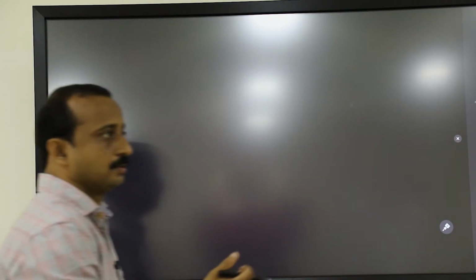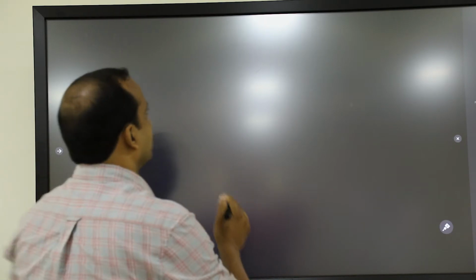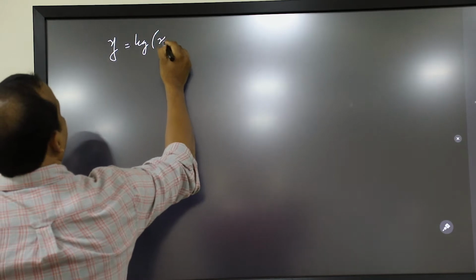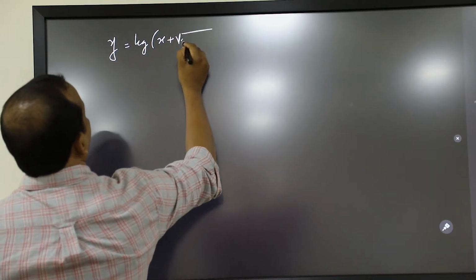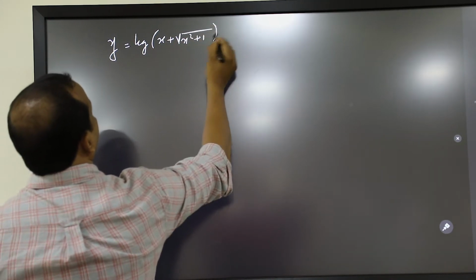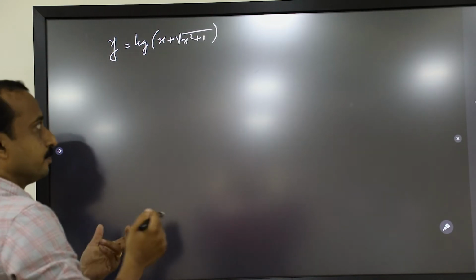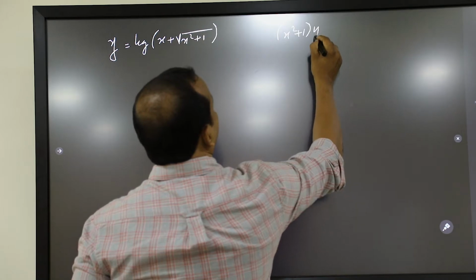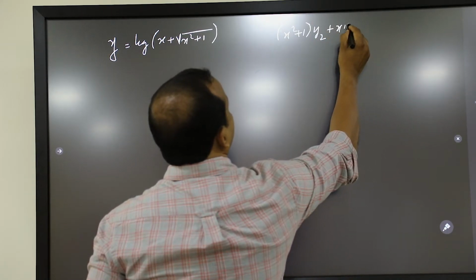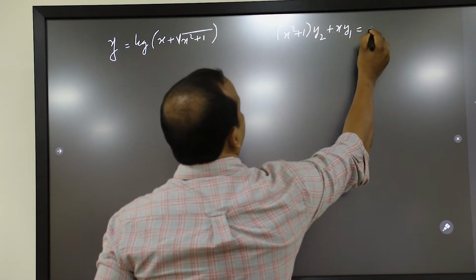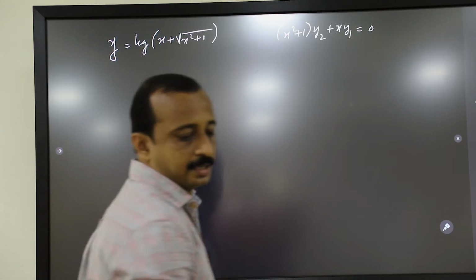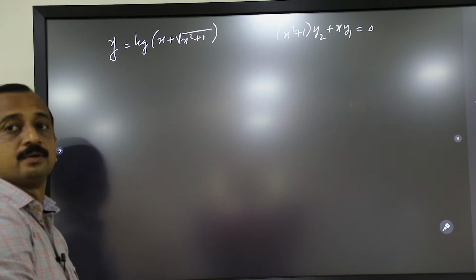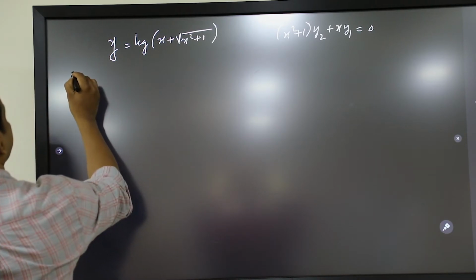Okay. Now let's discuss one more question based on this category, that is y is equal to log of (x plus square root of x² plus 1). Prove that (x² plus 1) y2 plus x y1 is equal to 0.